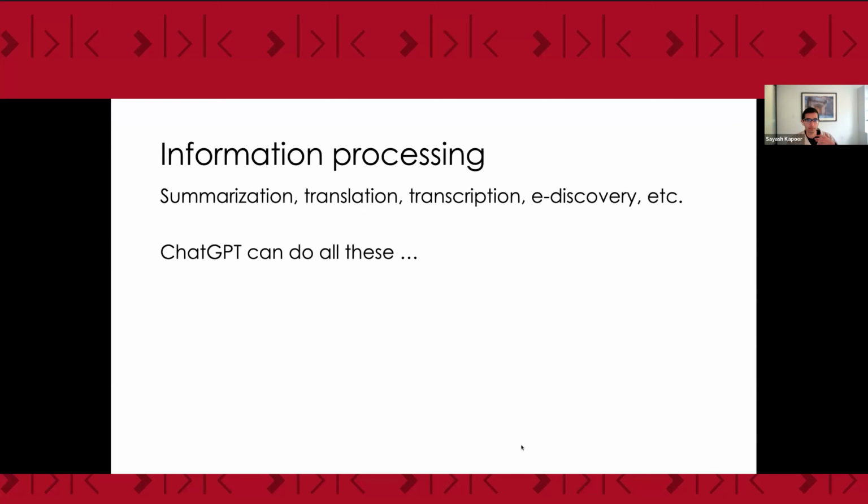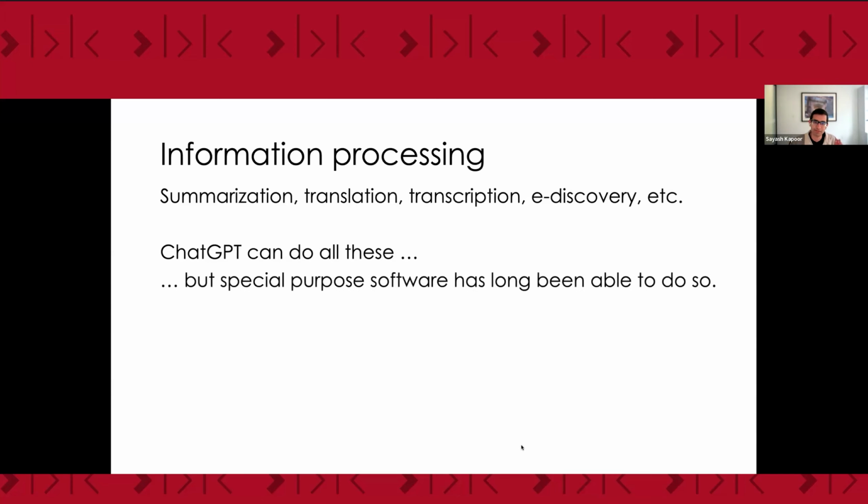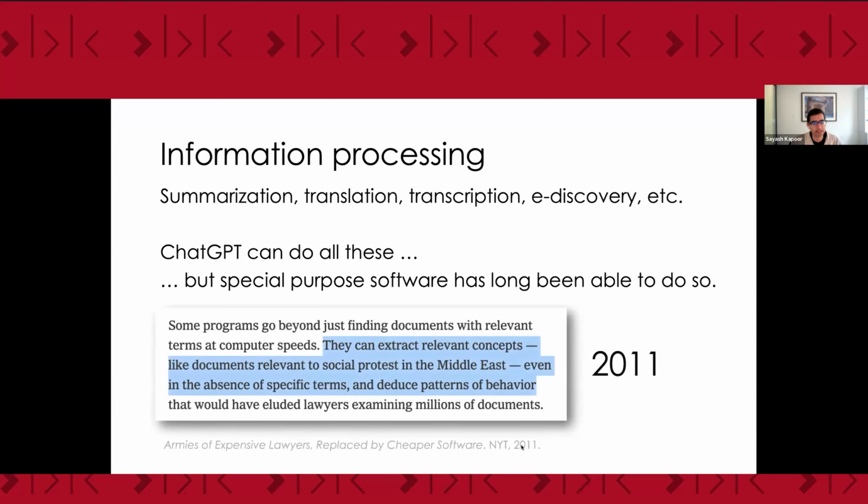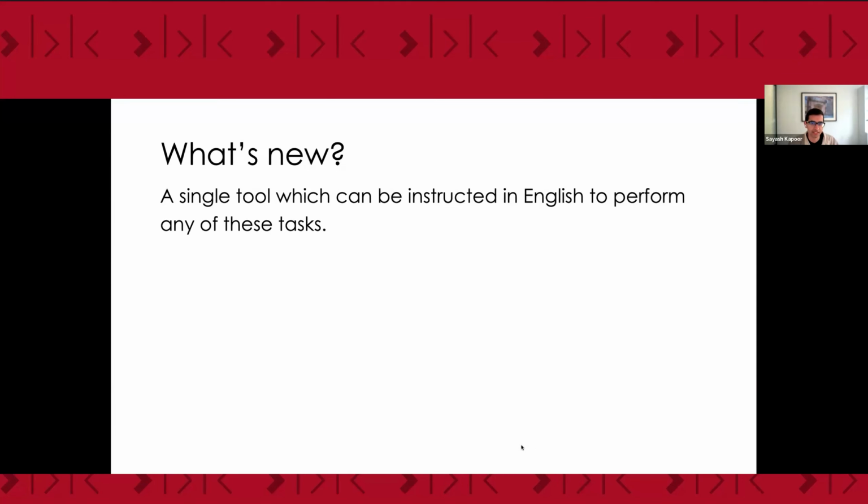So it is true that language models like ChatGPT can actually be used for many of these tasks. They can summarize text, they can translate between languages, transcribe, they can even help with e-discovery and so on. But one thing to note is that special purpose software, especially in the legal domain, has long been able to do these tasks well. So for example, here's an article from the New York Times back in 2011, where the potential for e-discovery was highlighted. What's new here with tools like LLMs is that in these cases, a single tool which can be instructed in English, in natural language, can perform most or all of these tasks.